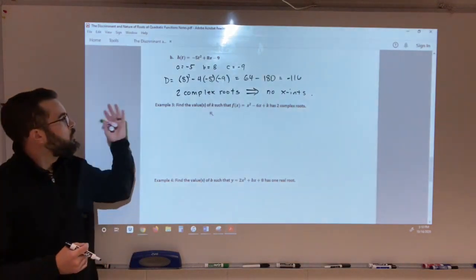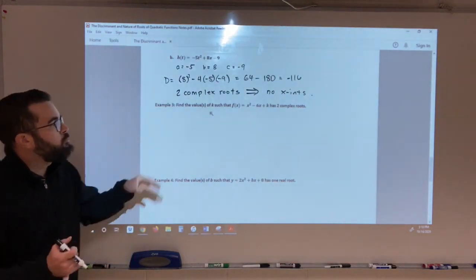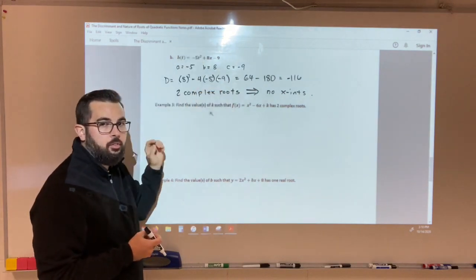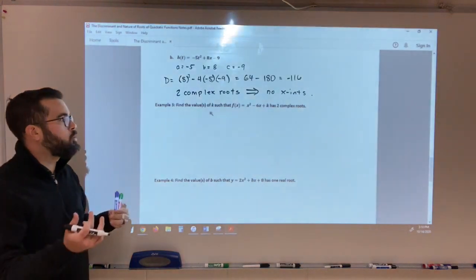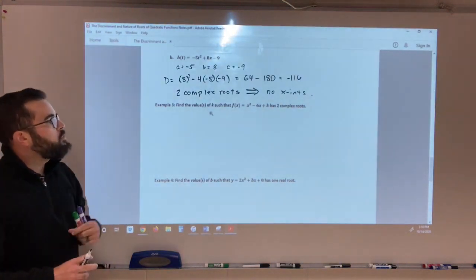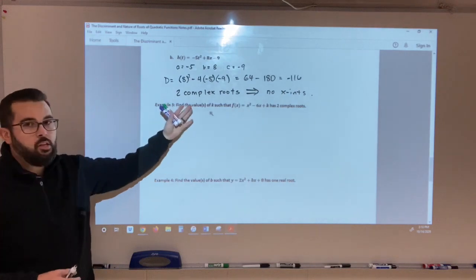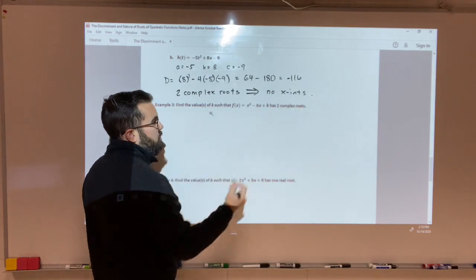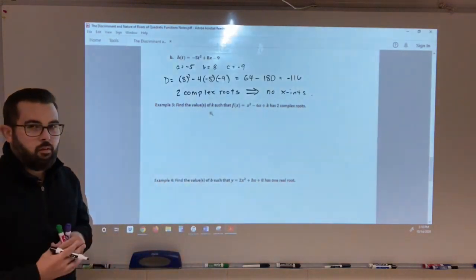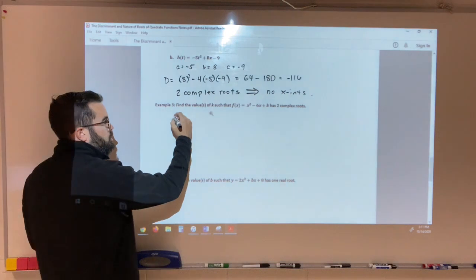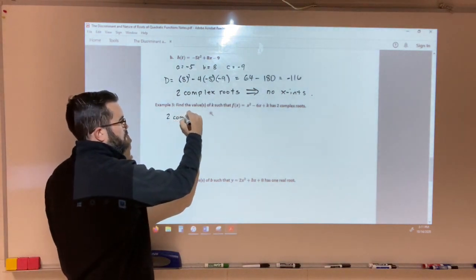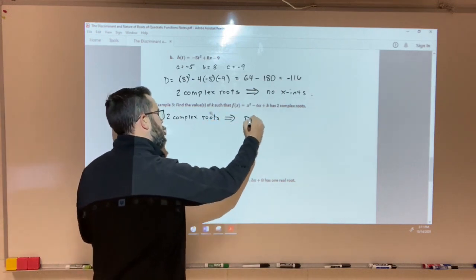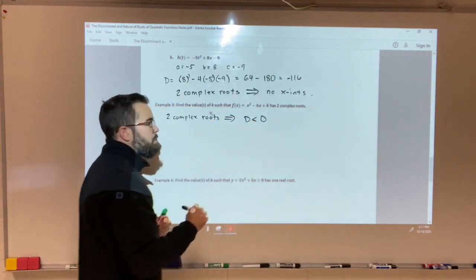Okay, so next example, we get away from just kind of the plain, take the discriminant, use the chart to describe the nature of the roots, to something that's slightly more interesting, okay? So, find the value or values of k such that this function, x squared minus 6x plus k, has 2 complex roots. Okay? So, two complex roots, this is kind of the thought process here, tells us that the discriminant has to be less than 0.